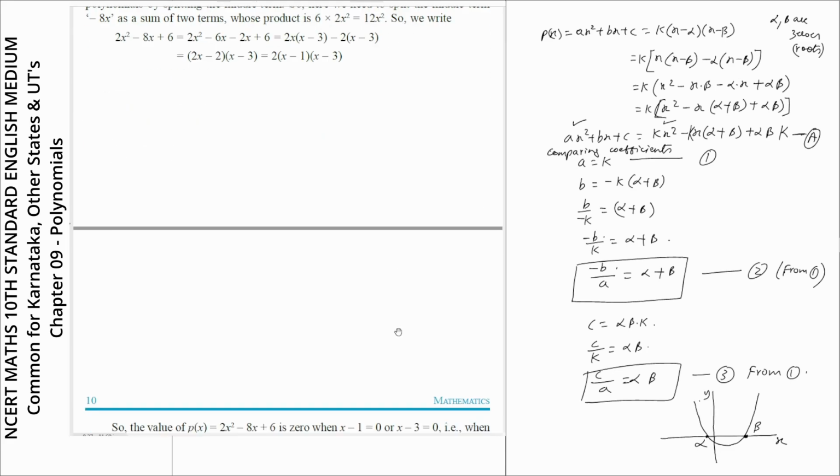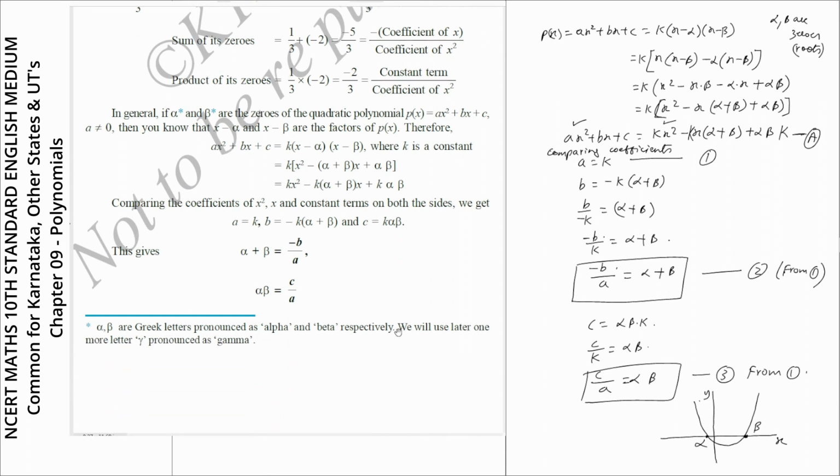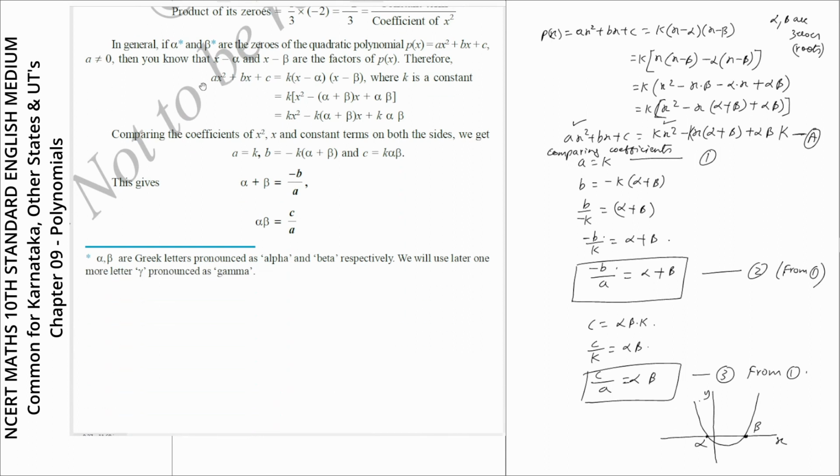If you see in the textbook, the same explanation has been given. So ax square plus bx plus c, this quadratic polynomial will have 2 zeros. When we factorize, we'll get this form, k into x minus alpha into x minus beta, where alpha and beta are the zeros. If we multiply and compare the coefficients of x square, x and constant term, we get this relation: alpha plus beta is equal to minus b by a, and alpha into beta is equal to c by a.